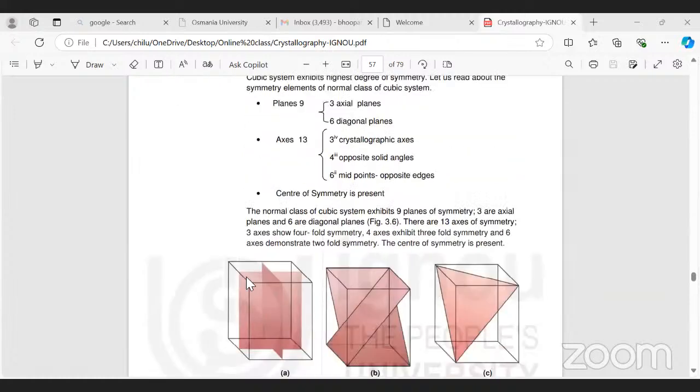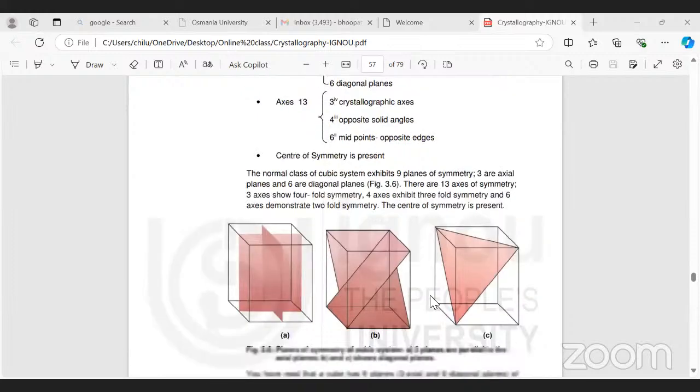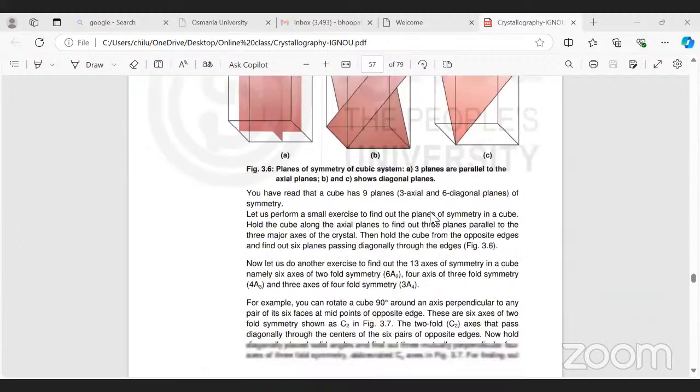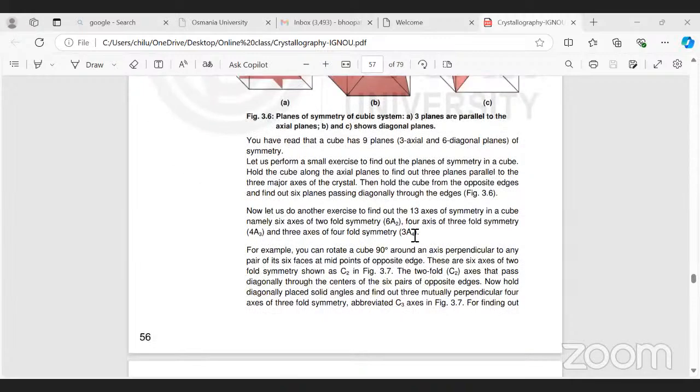Three axial planes. Axial planes means how the axes are travelling through these planes. This one, and this one. Just imagine this front is diagonal, and this corner based. Front side, back side, and side. So these imaginary lines, we can imagine.